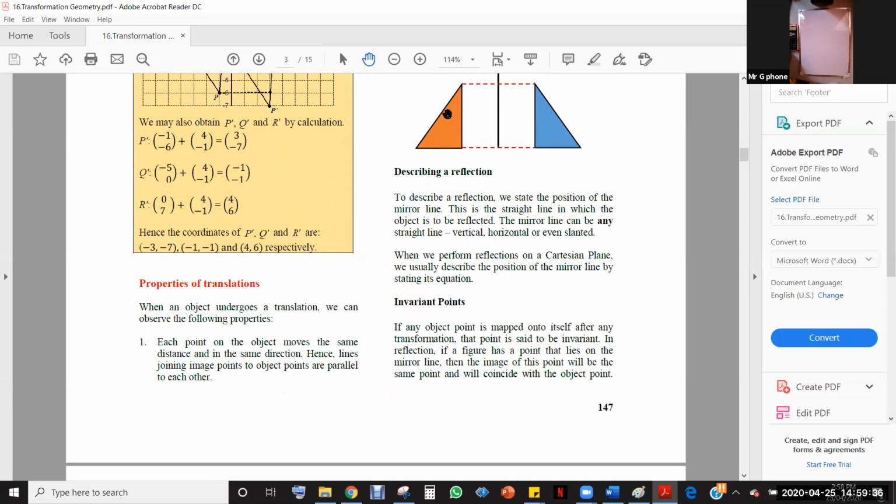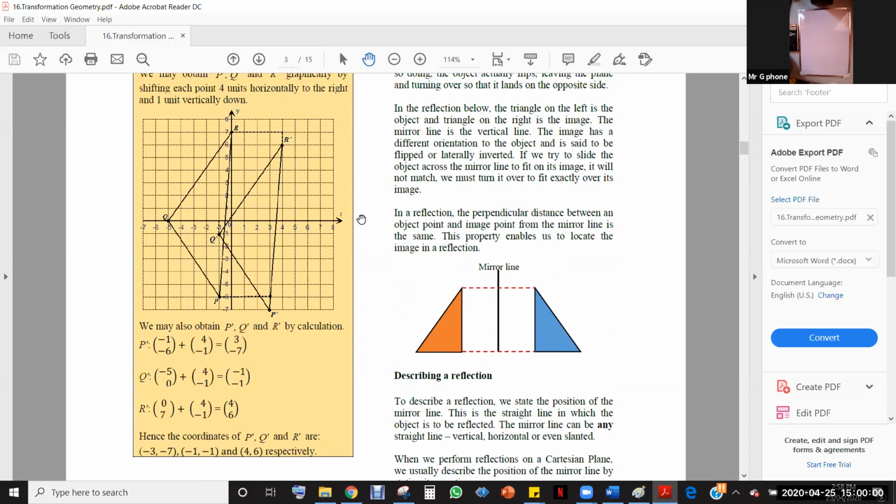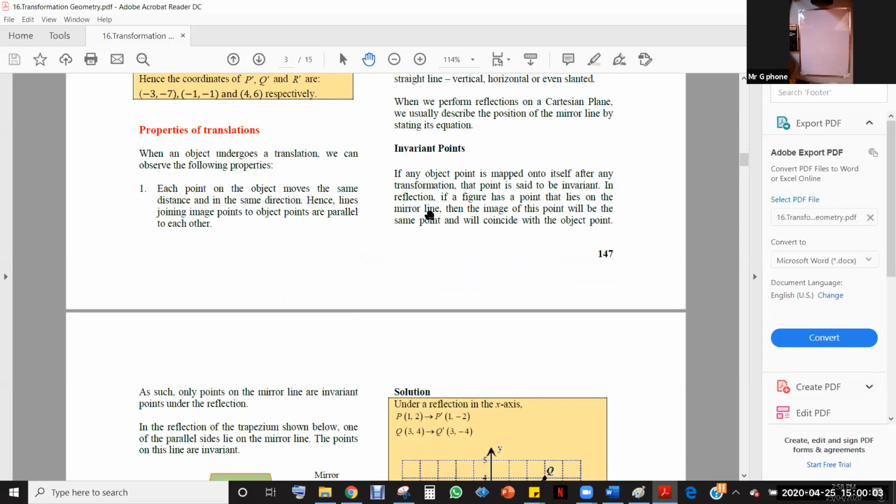So to describe a reflection, we state the position of the mirror line. That is, the straight line in which the object is to be reflected. Now, the mirror line can be any straight line, whether it's vertical, horizontal, slanted, or diagonal, etc., right? When we perform reflections on a Cartesian plane, this grid we use when we do graphs, we usually describe the position of the mirror line by stating its equation.